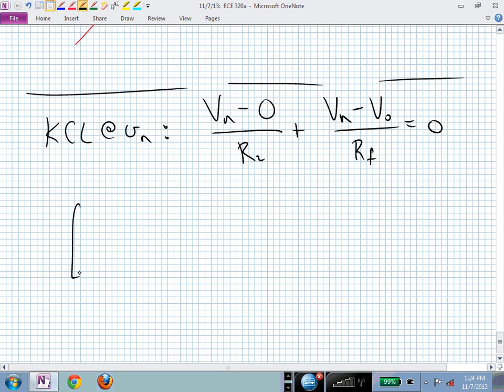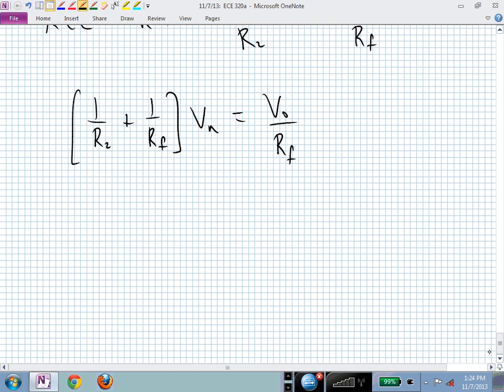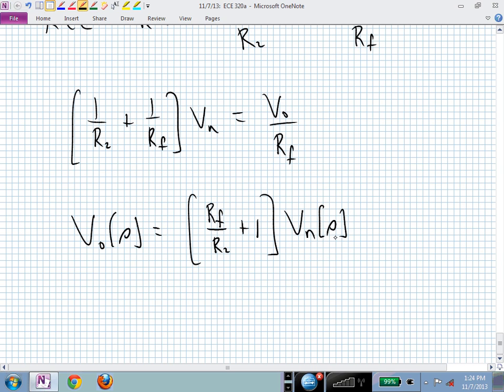And from this, I can say, well, I have a 1 over R sub 2 plus a 1 over R sub f. That scales or multiplies V sub n. And then on the other side, I have V sub 0 over R sub f. Or if I solve that for V sub 0 by multiplying both sides through by R sub f, I have R sub f over R sub 2 plus 1 times V sub n of s.